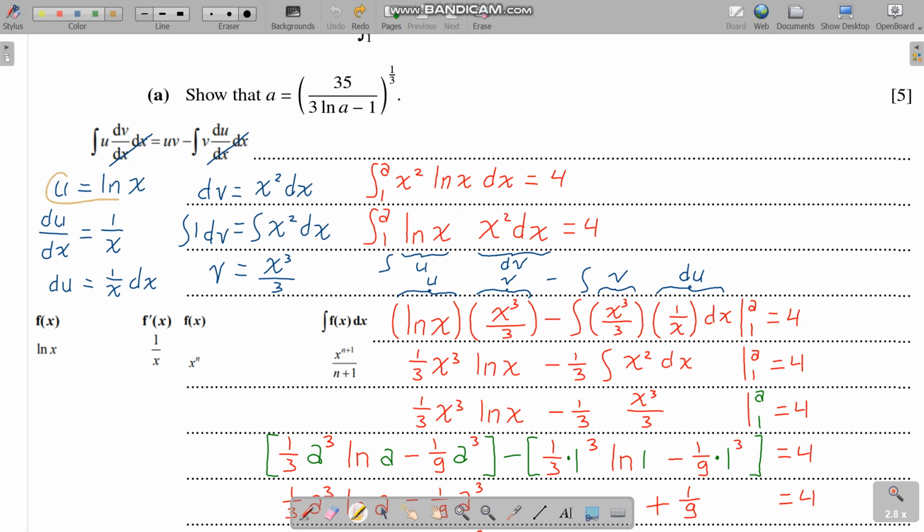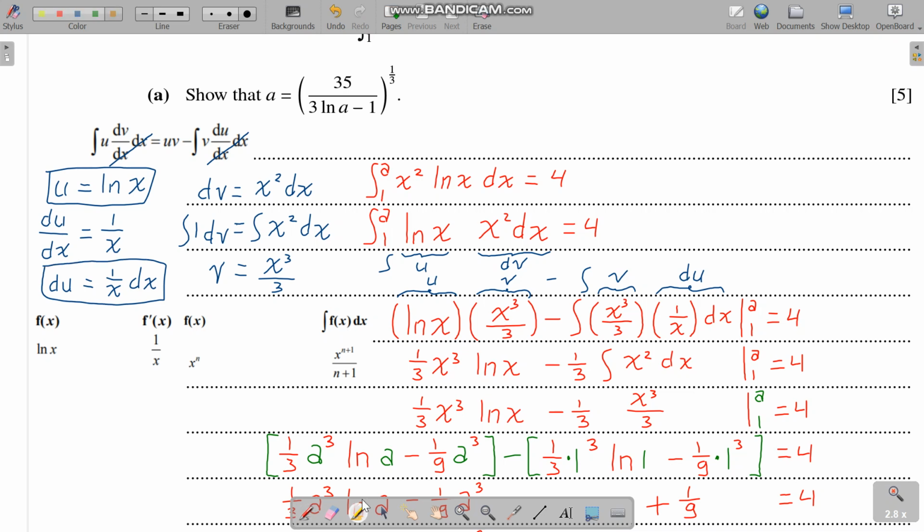Since u is ln x, du/dx, the derivative of u with respect to x, is the derivative of ln x, which is just 1 over x. It doesn't work the other way around. If you integrate ln x, of course you do not get 1 over x. Now we multiply both sides by dx, so we get du equals 1 over x dx. So now we have u and du.